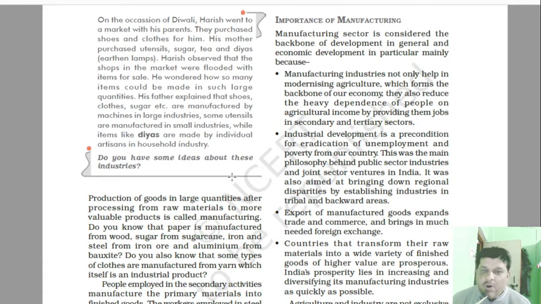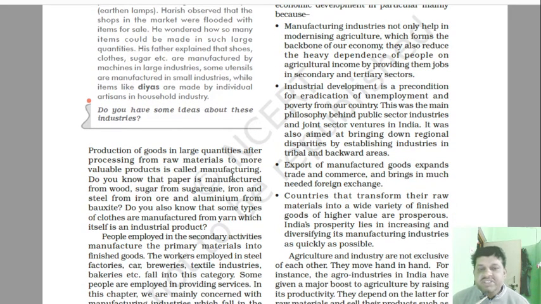The first importance of manufacturing industry in terms of the role of manufacturing industry in economic development is that it reduces the dependence of population on the agriculture sector and provides them jobs in the secondary and tertiary sector. The second importance of manufacturing industry is that it is the precondition for eradication of unemployment and poverty from our country.